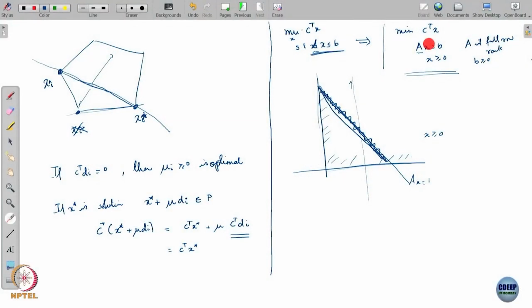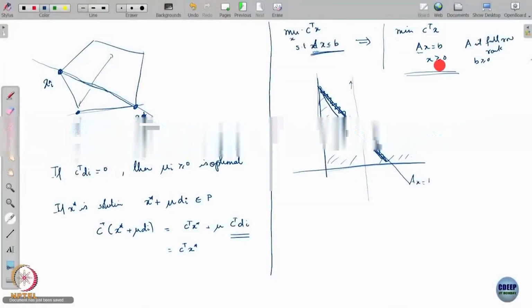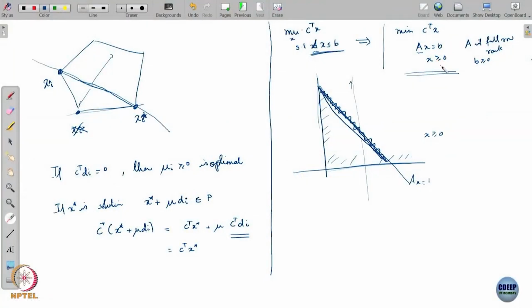Now, once we reduce it to this standard form, not only is it standard and easy to program and so on, in addition it is guaranteeing us that there is an extreme point. So, the search for a solution also becomes easier. So, this sort of set must have an extreme point. Is this clear? Okay.